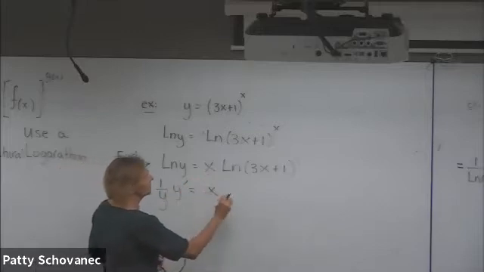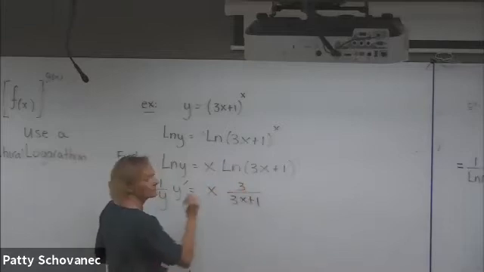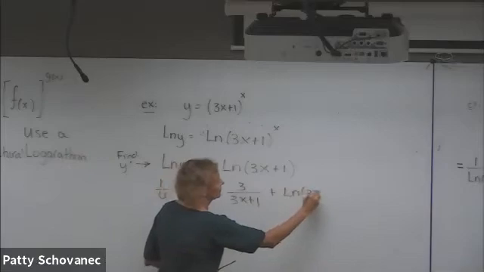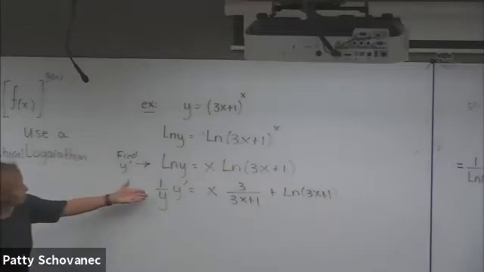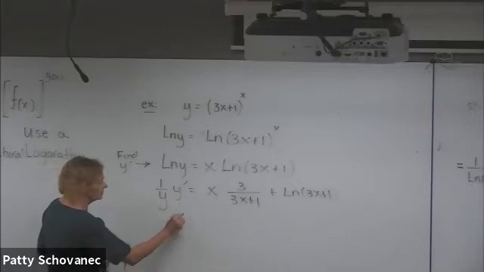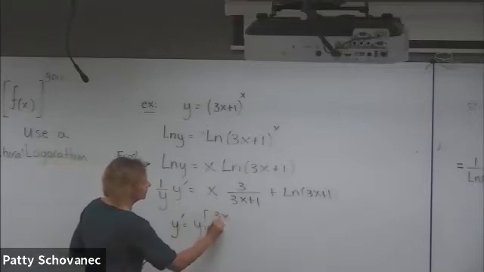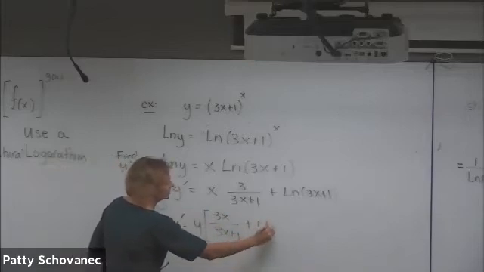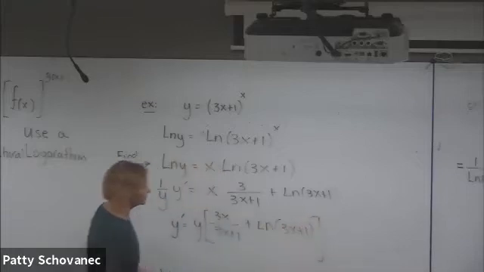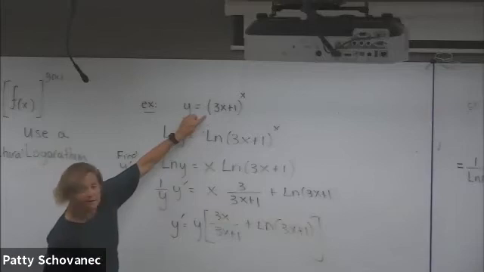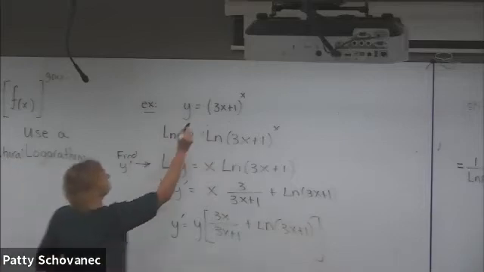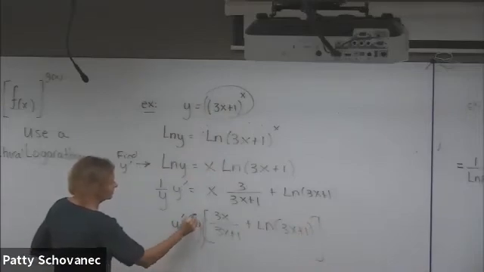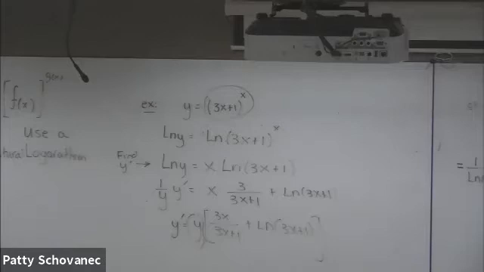Here's the first times the derivative of the second plus the second times the derivative of the first. And so our last step is to solve for y prime. And I can get this from here to there by multiplying both sides by y. And if I wanted this as a function of x, I can take this y back out and put that back in. Okay. Put this right here. And I'll stop right there.